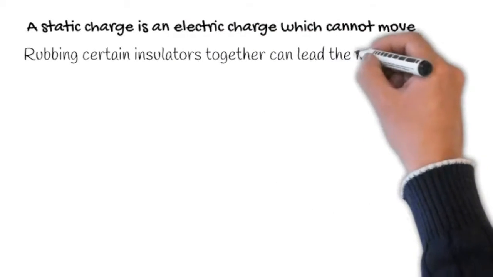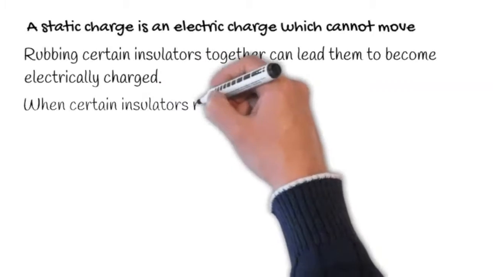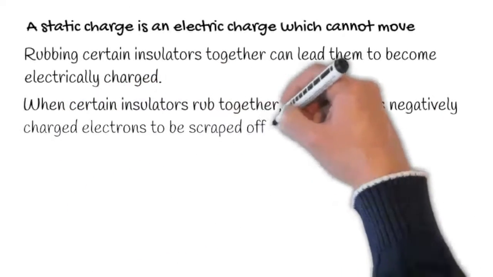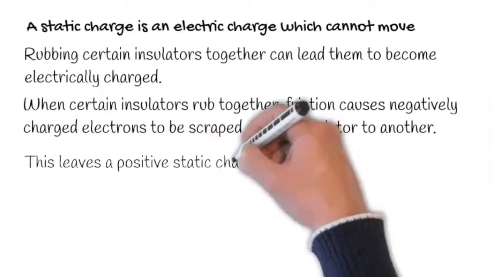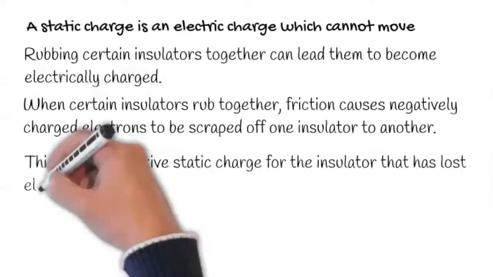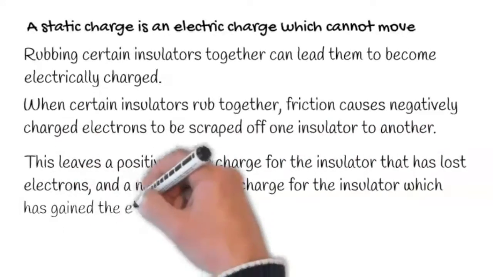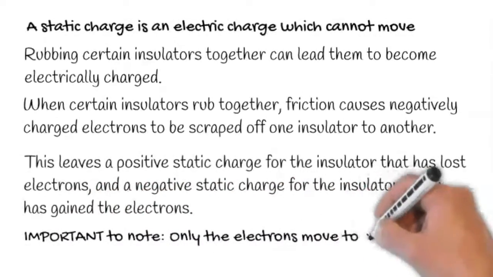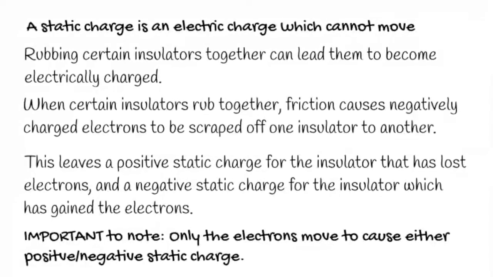Rubbing certain insulators together can lead them to become electrically charged. When certain insulators rub together, friction causes negatively charged electrons to be scraped off one insulator to another. This leaves a positive static charge for the insulator that has lost the electrons and a negative static charge for the insulator which has gained the electrons. Important, only the electrons move to cause either the positive or negative static charge.